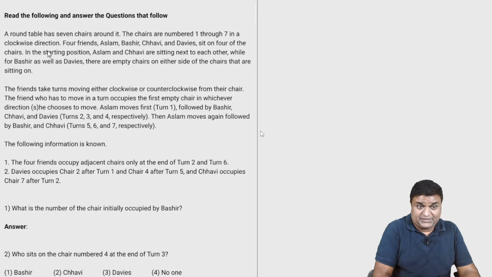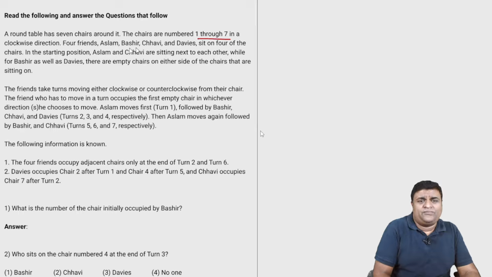Okay, let's look at this case. A round table has 7 chairs around it. Okay, quite an odd number. The chairs are numbered 1 through 7 in a clockwise direction. There is some numbering over there, and the numbers are also followed over here. Yeah, chair 2, chair 4, and all of that. So the numbering also matters. We understand 1 through 7.